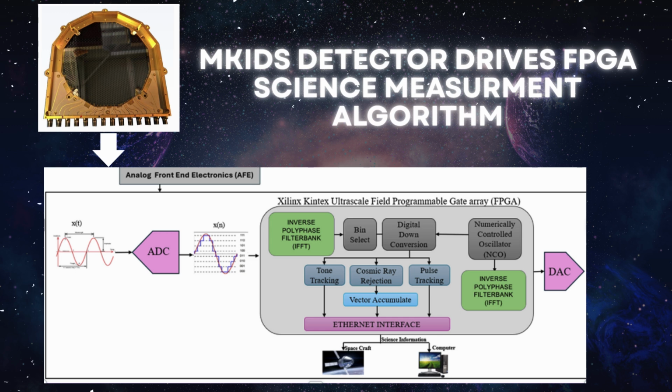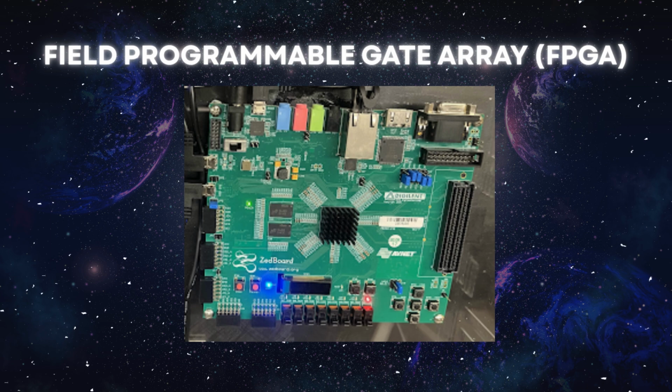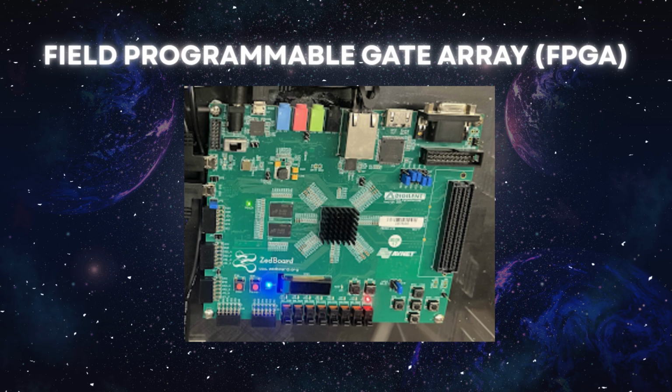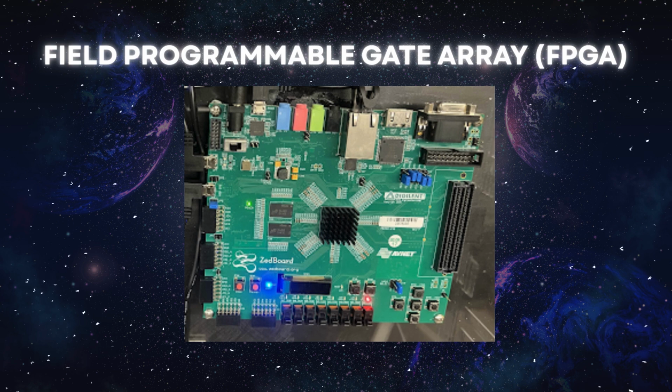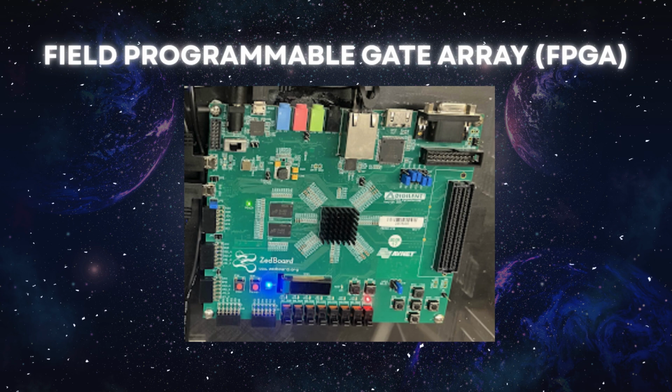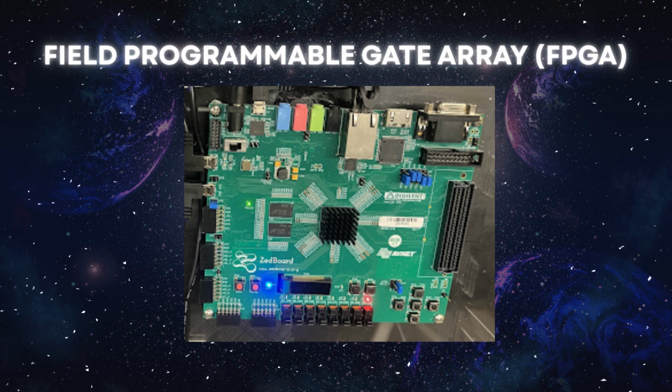The detector captures the photon signal, which then passes through an analog front end to prepare it for digitization. Next, it goes into an analog digital converter, an ADC, which digitizes the signal. The digitized data is then transferred onto an FPGA, which handles the processing of the signals. An FPGA, or Field Programmable Gate Array, is ideal for MKID readout because MKIDs produce fast, broadband signals that must be processed in real time.